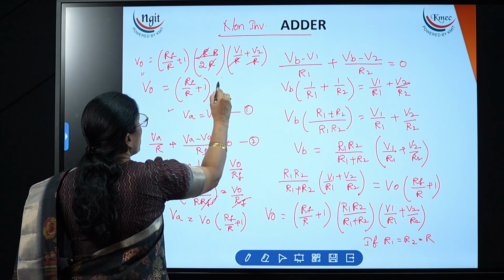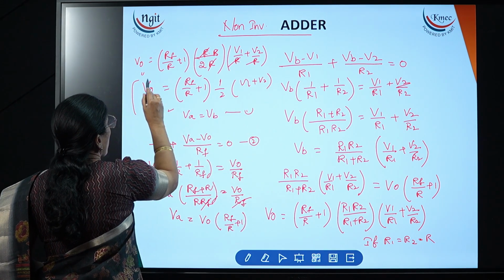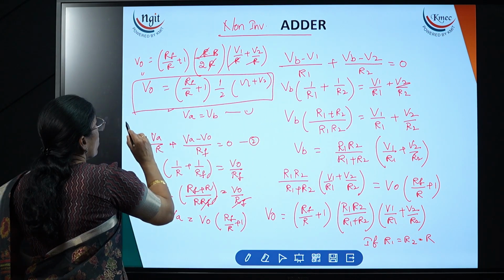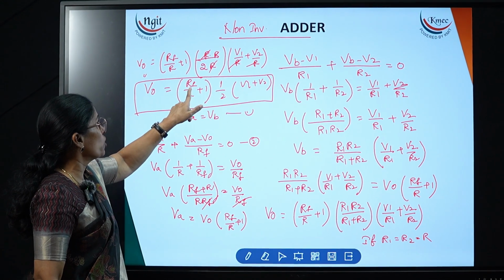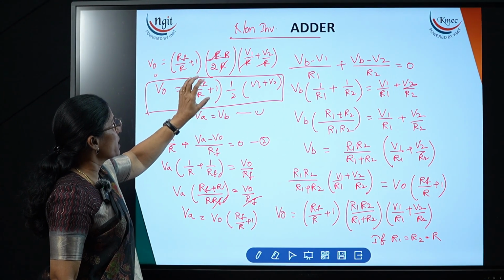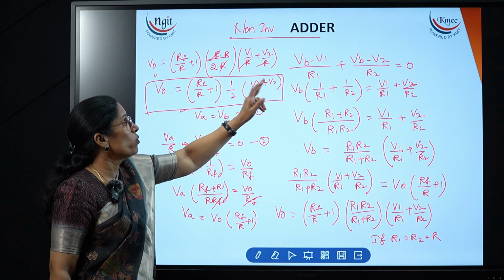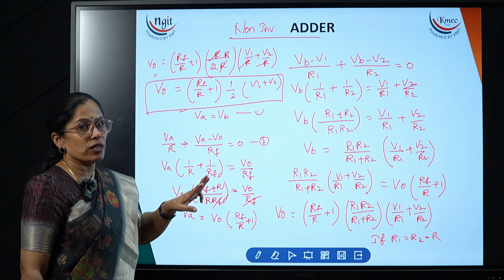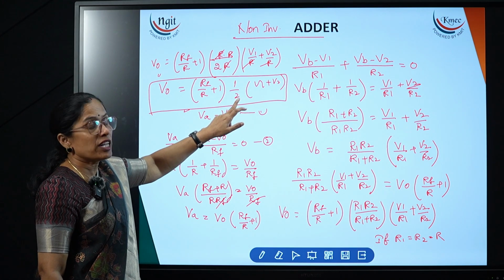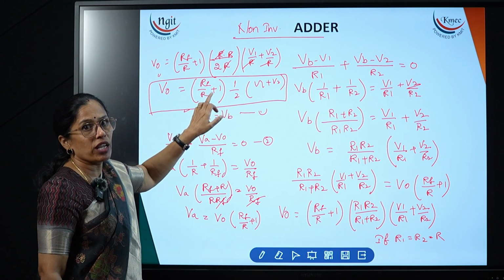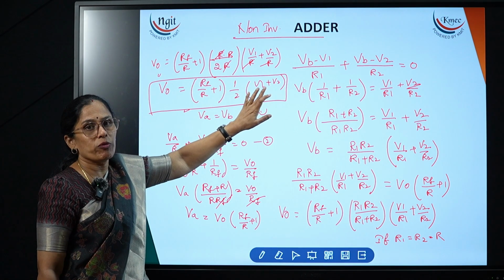This is nothing but the gain, into half into (V1 plus V2). This is nothing but an average circuit. So now here we need to choose the gain value such that it is equal to the denominator 2. Then this gain and this denominator will get cancelled, and we get output equal to V1 plus V2. In the case of 3 inputs, you will get denominator 3. If you choose the gain value equal to 3, then the gain and denominator will get cancelled, and we get V1 plus V2 plus V3.